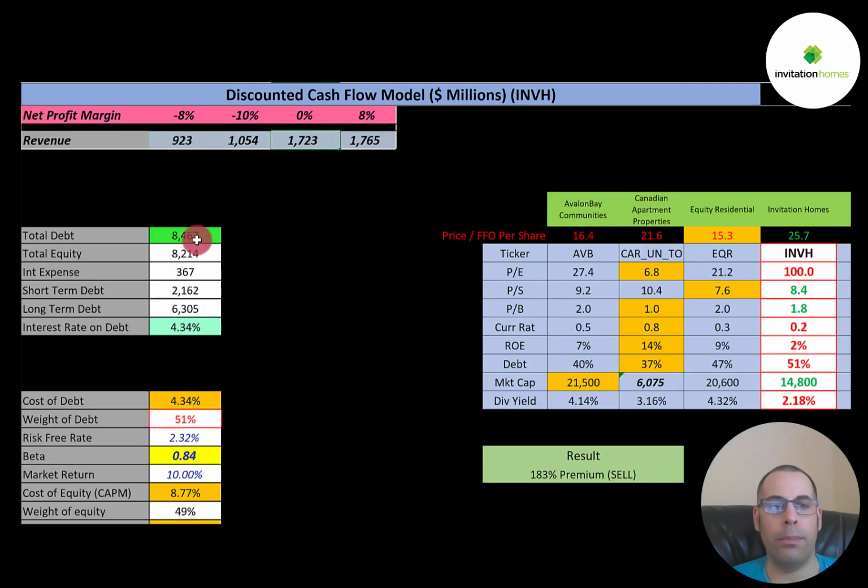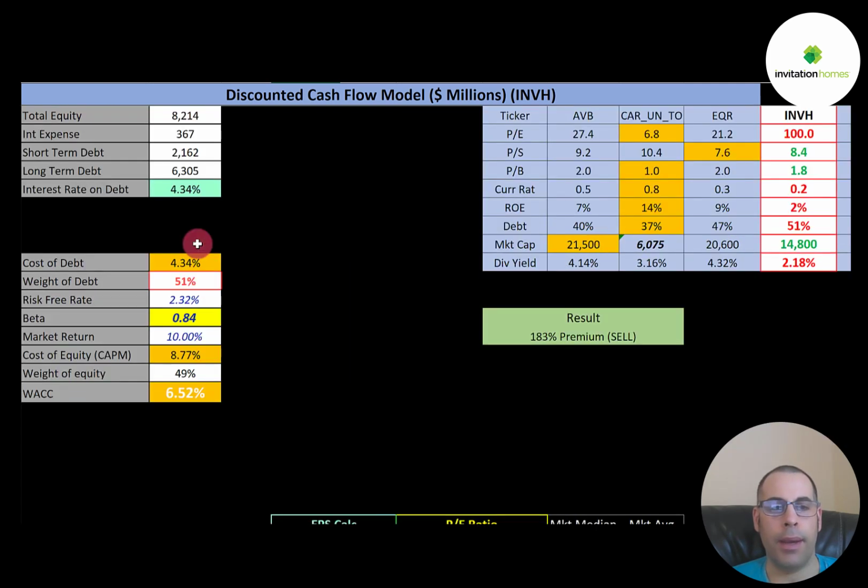They have $8.4 billion of debt. They pay 4.3% interest on their debt. And their cost of equity is 8.8%. And we used a beta to figure that out. The beta is how volatile the stock is, and they have a low beta of 0.84, so the stock moves less than the market. You generally want to invest in a stock that's not too volatile because it's more predictable.